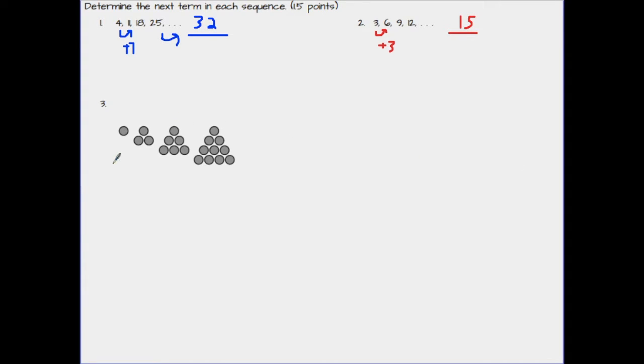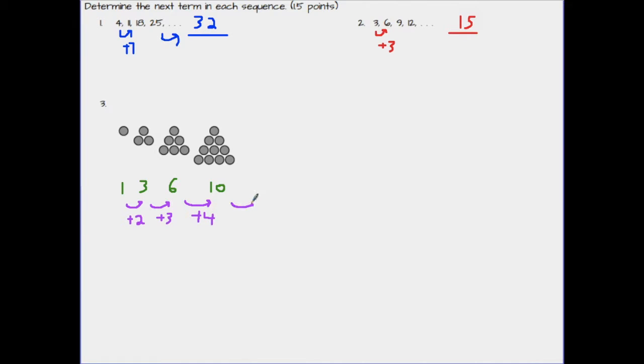Our next one was actually in our notes that we did in class too. But let's check this out. So our first term is 1, then 3, then 6, then if we count these, 10. So this one has a slightly different pattern. If we're looking at adding, it's plus 2, but then it's going plus 3, and then we got a plus 4.